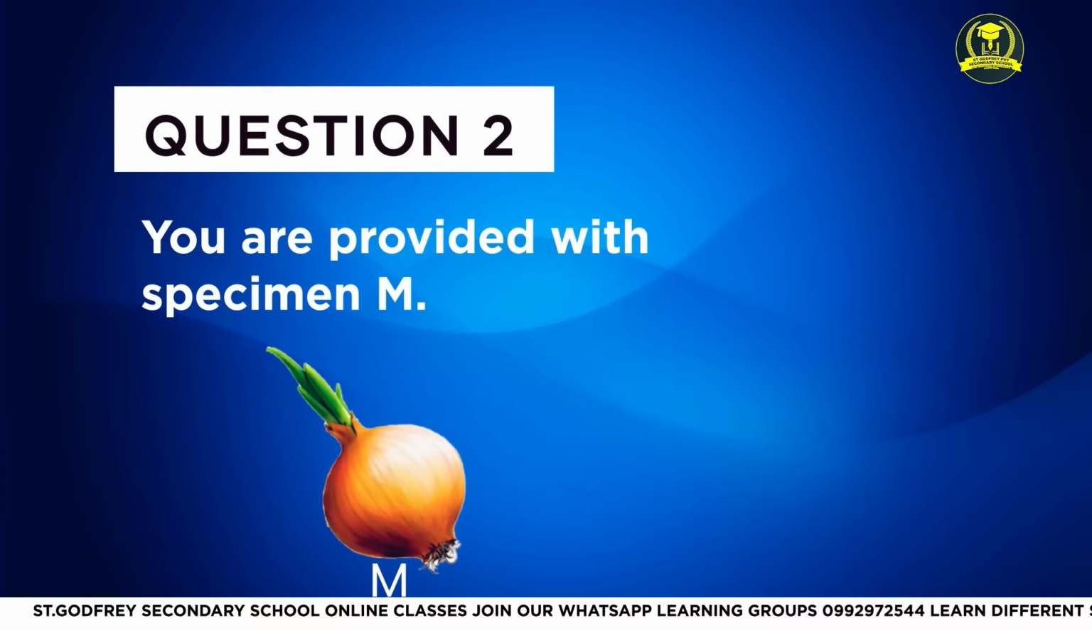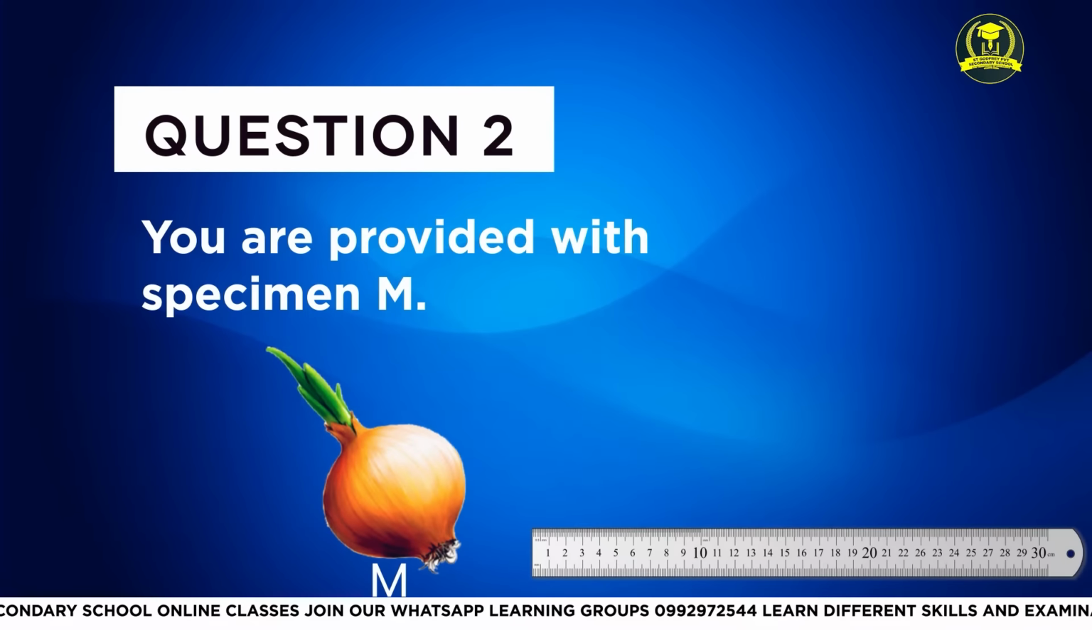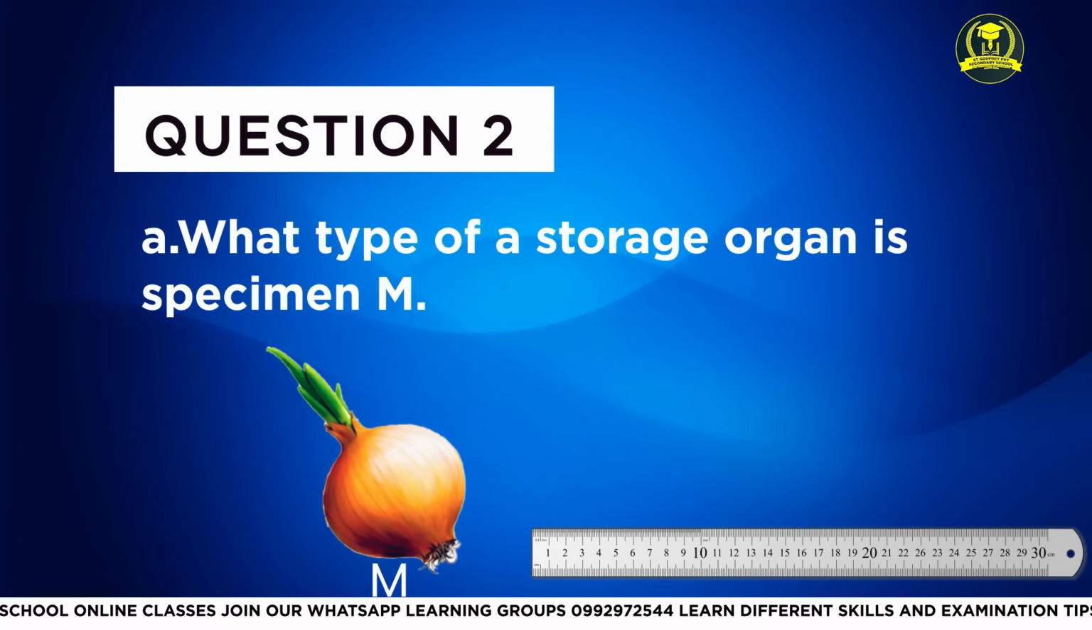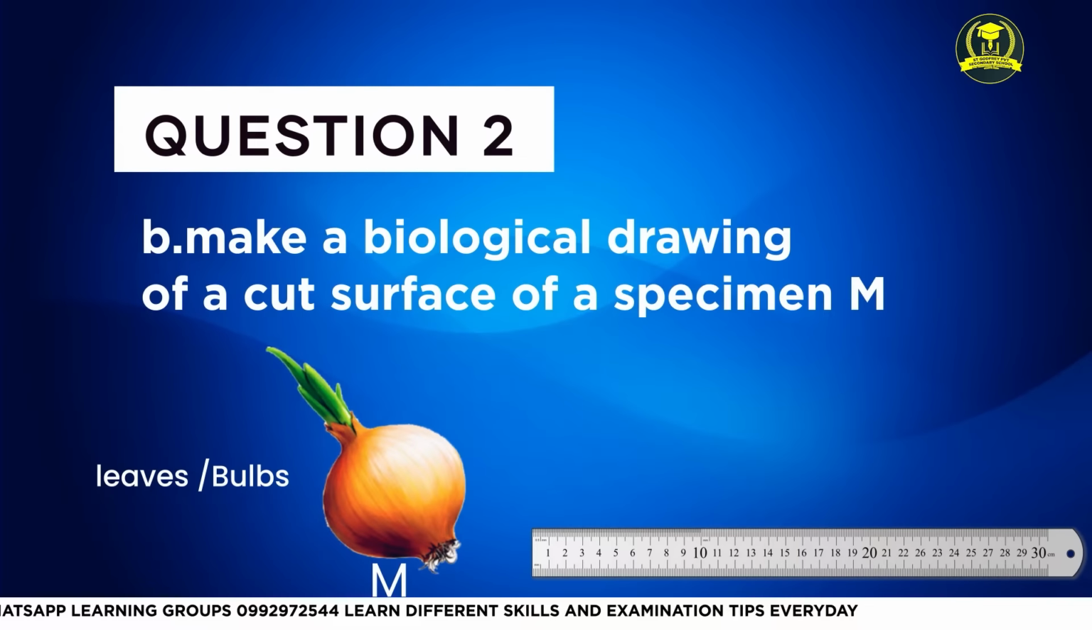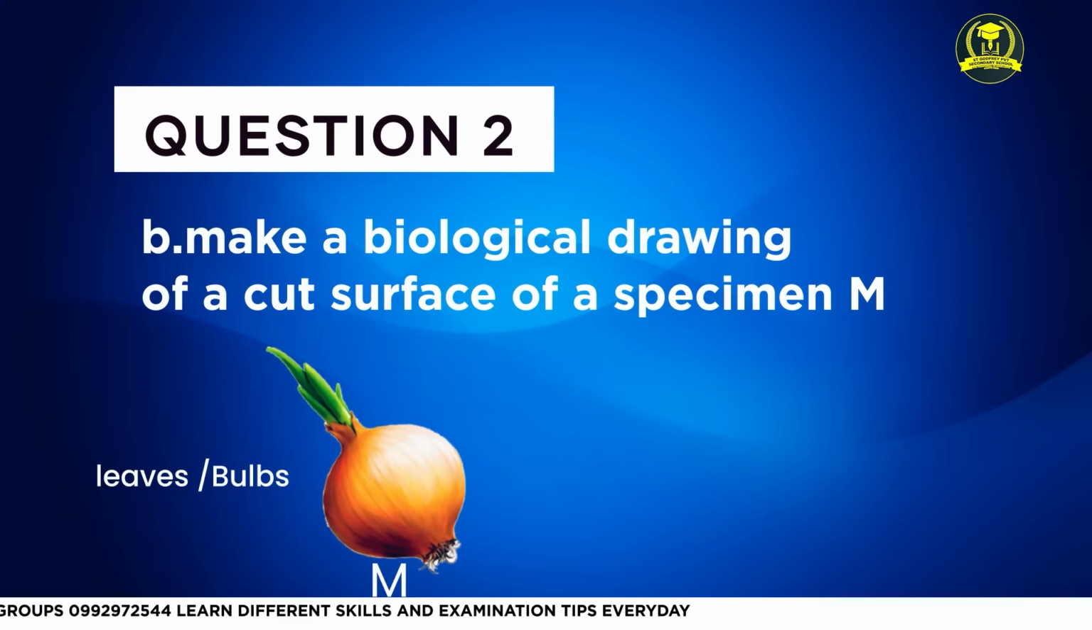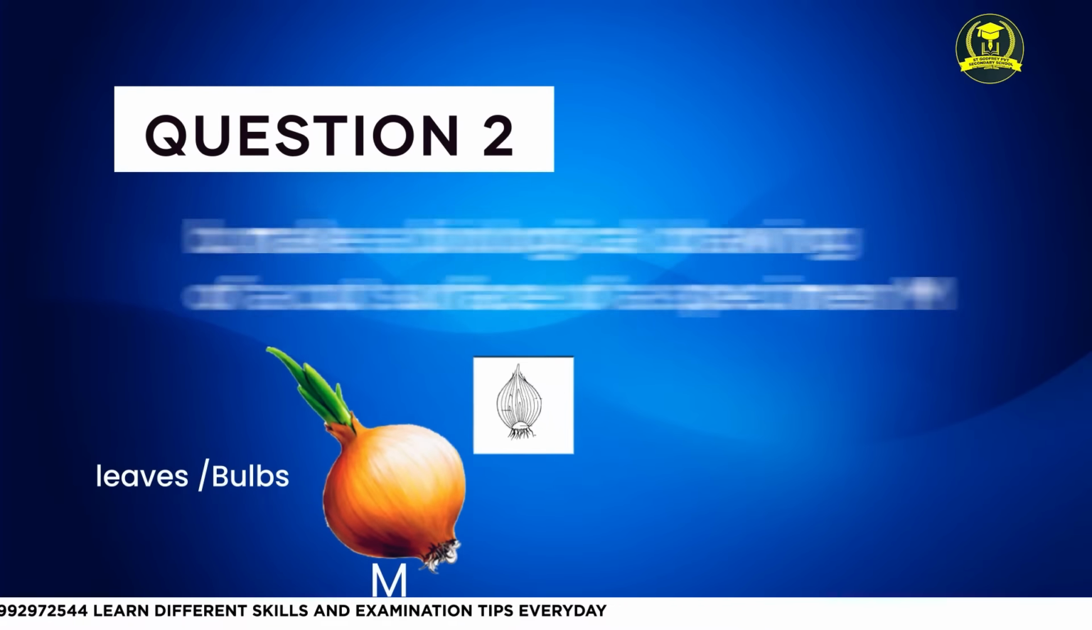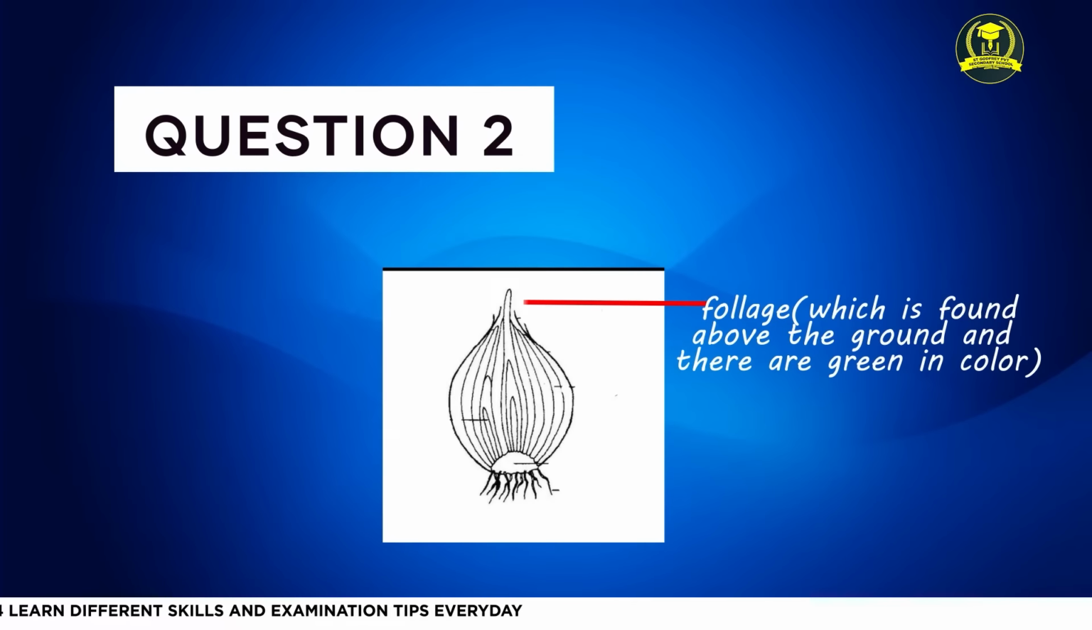Question number 2. You are provided with a specimen labeled M, which is an onion, and a ruler. Question A. What type of storage organ is specimen M, which is an onion? Leaves or bulb. Question B. Make a biological drawing of the cut surface of specimen M, which is an onion, and label any 4 parts. Foliage, which is found above the ground, and is green in color.